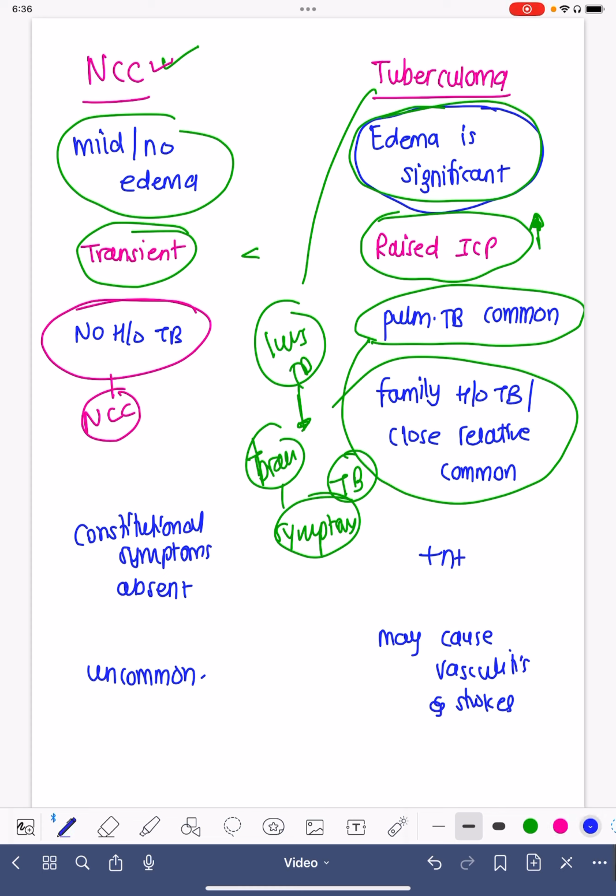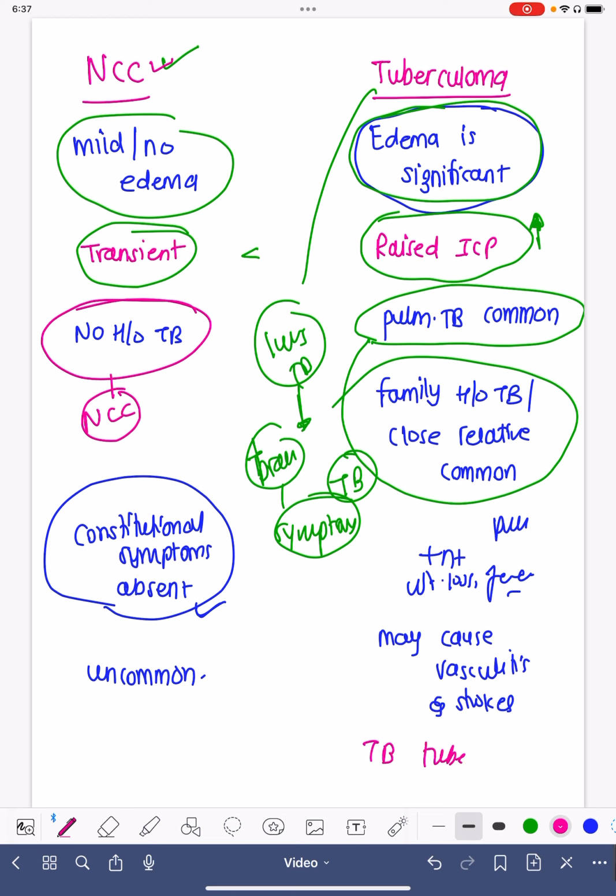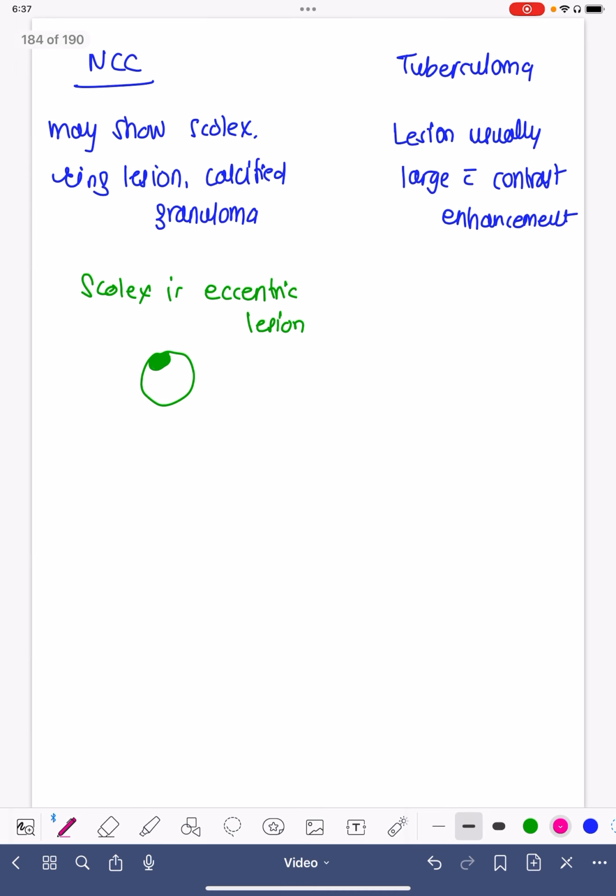So as we know that patients very commonly have pulmonary tuberculosis, constitutional symptoms like weight loss, chills, or history of fever may be common in tuberculoma patients, whereas they are not common with NCC, neurocysticercosis. Very commonly, whenever the patient has TB tuberculoma of the brain, because of the high inflammation rate and the increased size of the lesion, they may have vasculitis, they may irritate the blood vessels and cause stroke, whereas this is very uncommon in neurocysticercosis.